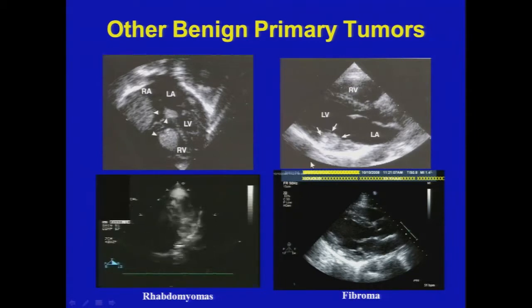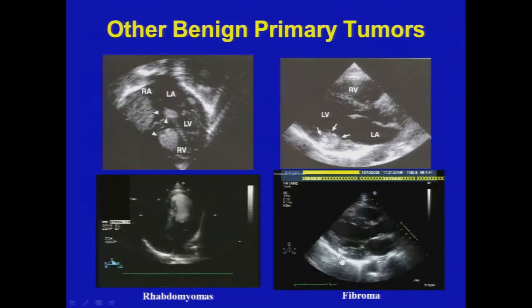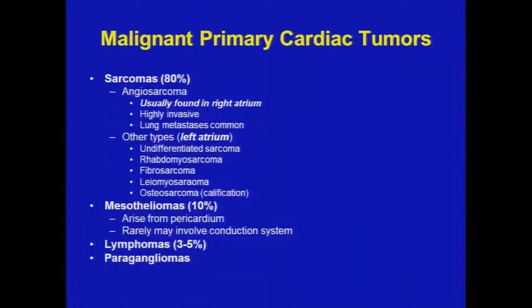The second most common pediatric tumor is the fibroma. The fibromas tend to be hyperechoic and found within muscle. They more often involve the left ventricle than the right ventricle, and as opposed to the rhabdomyoma, they do not regress and have been associated with ventricular dysfunction in some cases and even arrhythmias. And in real time, here's an example of a patient who has a fibroma.